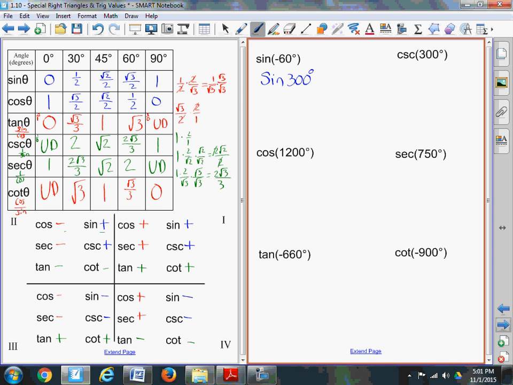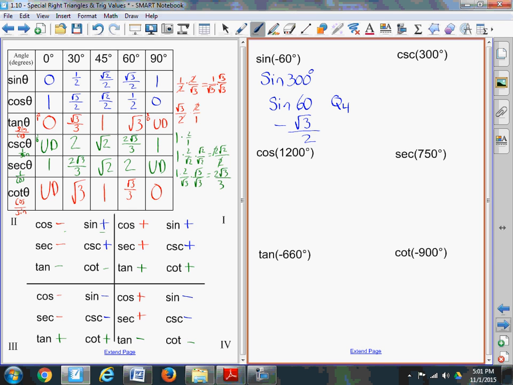300 degrees would have a reference angle of 60 degrees. The angle from the coterminal side to the x-axis would be 60 degrees. So it's the same thing as sine 60, except it's lying in quadrant 4. All right, and sine in quadrant 4 is negative, so I can look on the chart and go, okay, sine of 60, that's root 3 over 2, but it's quadrant 4, so this would evaluate to negative root 3 over 2.